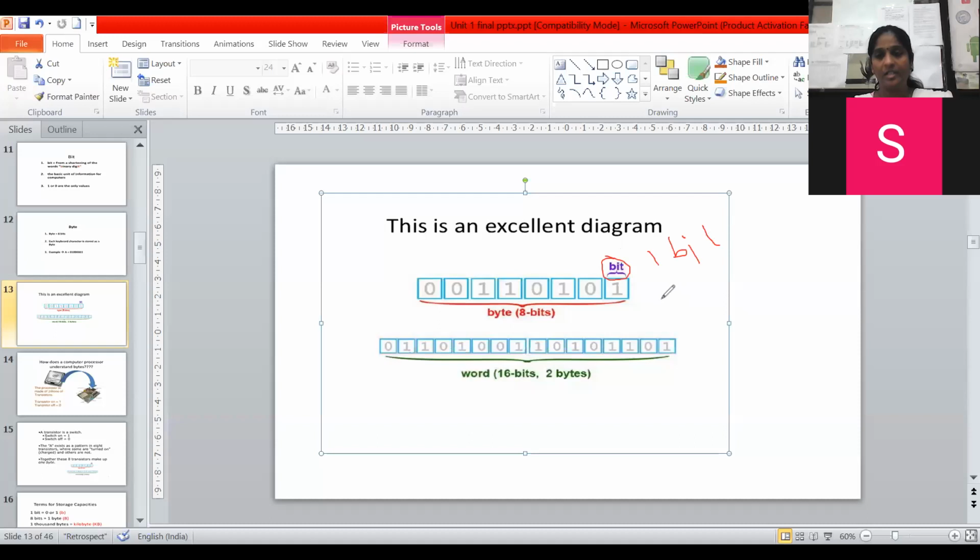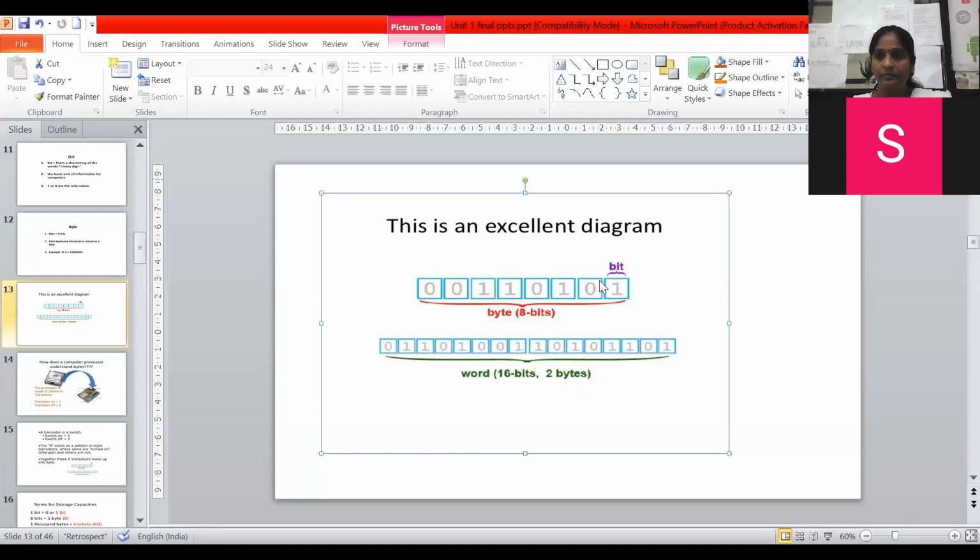What is a nibble? A nibble is 4 bits. If I consider 4 bits, it is called a nibble. Note down everyone in your notebook. If I consider 8 bits, it is called a byte. Then if I consider 16 bits, meaning 2 bytes, it is called a word. It is a combination of all the bits.